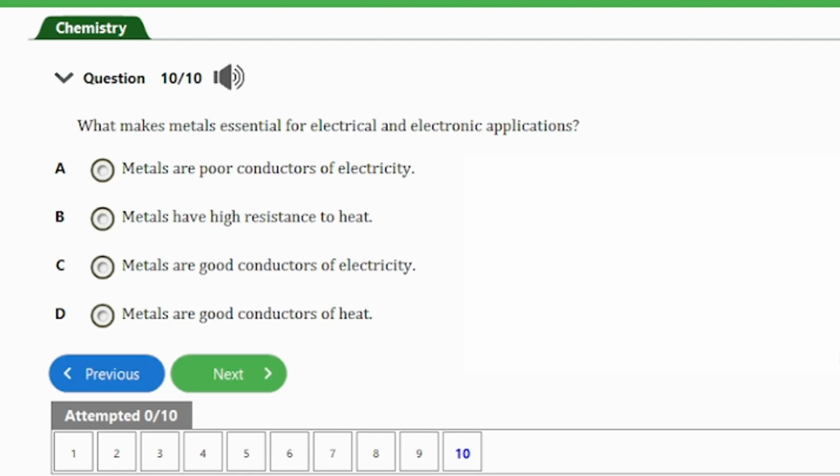Question number 10. It says what makes metals essential for electrical and electronic application? A, metals are poor conductors of electricity. B, metals have high resistance to heat. C, metals are good conductors of electricity. And D, metals are good conductors of heat. So guys, the option here that suits the answer to this question is option C. Metals are good conductors of electricity, and that's what makes metals essential for electrical and electronic application.